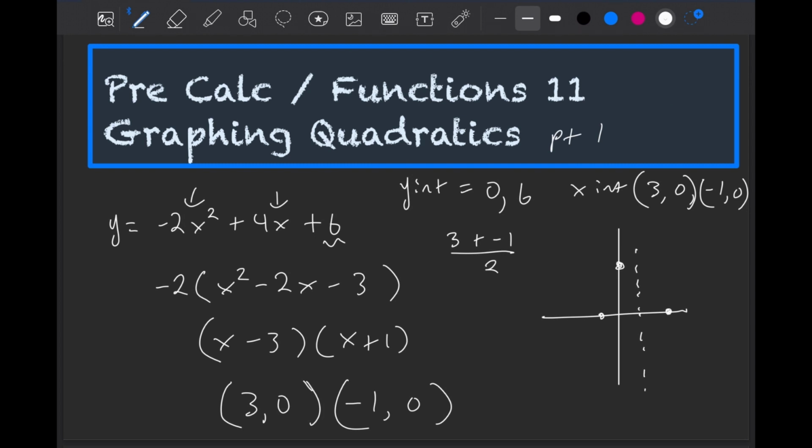So when we do that, we will get 3 minus 1, which is 2 over 2, so it's going to be 1. And then we can plug 1 into the equation and figure out that the vertex will be at 1, 8. And that's just plugging it in here for x. So now we have 1, 8, and then the y-intercept and x-intercepts, and it's going to open downward because it's a negative out in front.